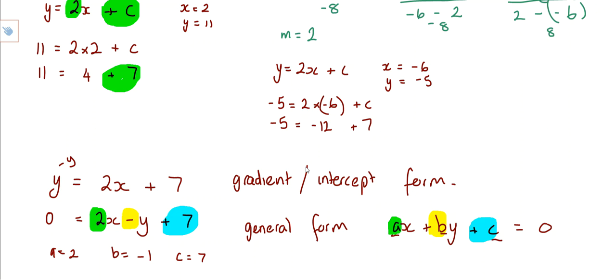Right. By the way, from this form, what's the gradient? 2. But only because we've got 1y and it's minus, so when we rearrange this, we get y equals 2x. Do you remember when it was more than 1y? The number in front of the x was not necessarily the gradient. Remember talking about that? We talked about it a lot.